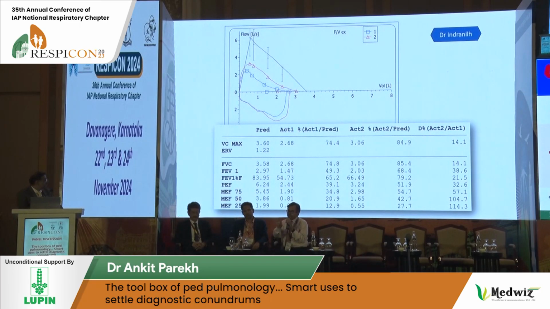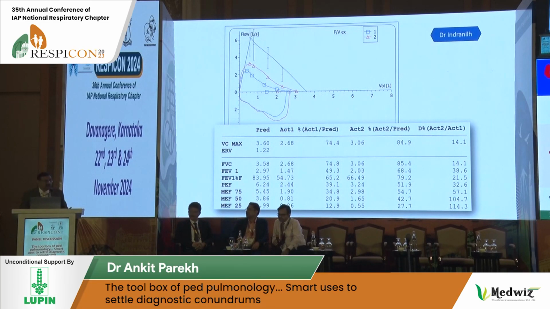The acceptability of the loop is also there, and you can see the absolute values. The FEV1 by FVC is 54 and the FEV1 is 49%, with very good bronchodilator reversibility of 38%. So this is obstructive airway with good bronchodilator reversibility. So we can stamp this as obstructive lung disease with good bronchodilator reversibility, and with the typical history, we can diagnose this as a child of asthma.